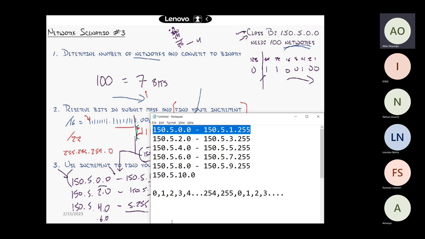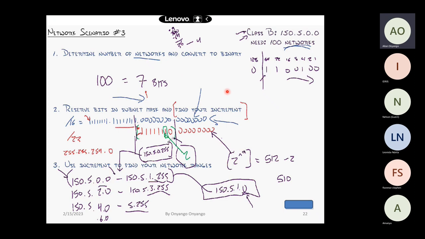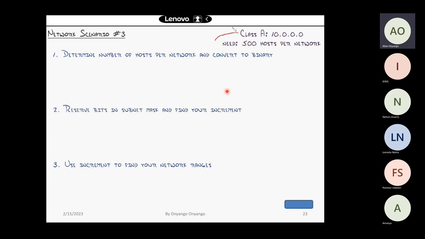So that is interesting. Let's see another network. We have now class A. We have class A here. I think today we'll end up at 8 o'clock today. So please be prepared for that. Just start with me so that we can finish up this.